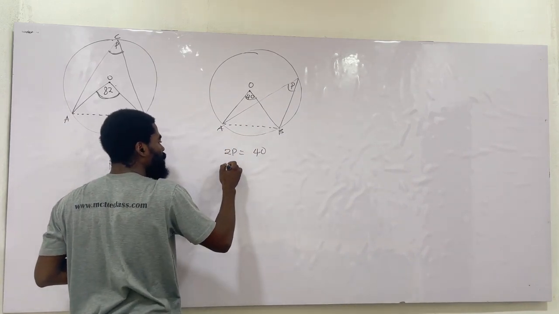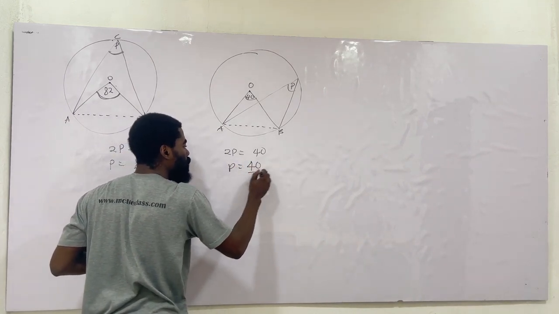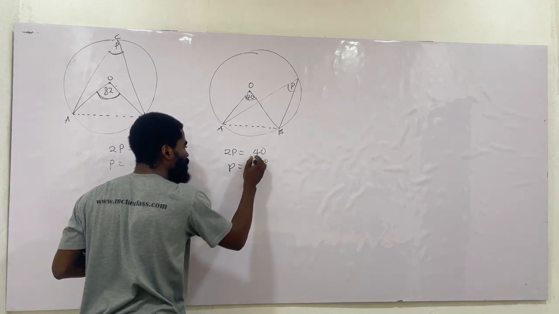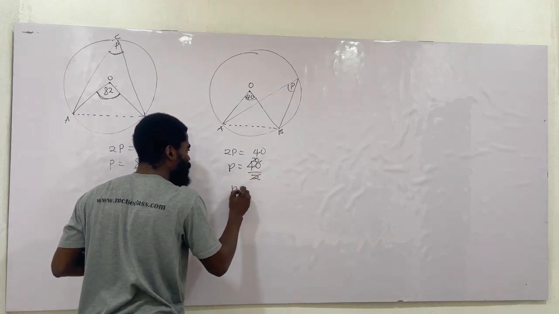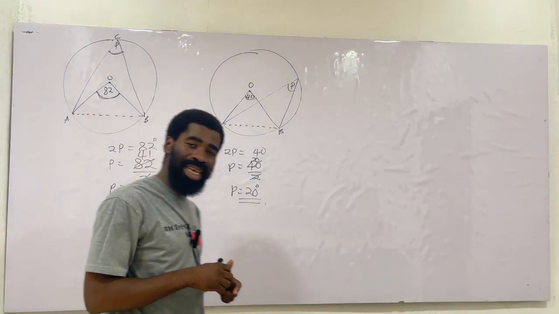The center. So this gives me 2p equals 40, or p equals 40 over 2, and that gives me 20. So I'll get p to be 20 degrees. P equals 20 degrees. Good. So that's how we also solve this.